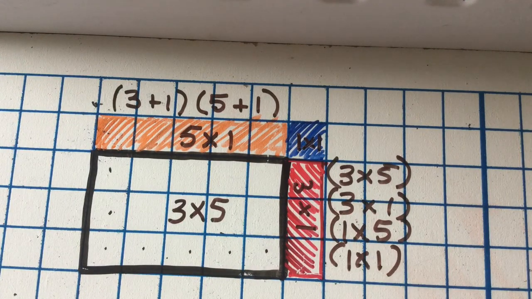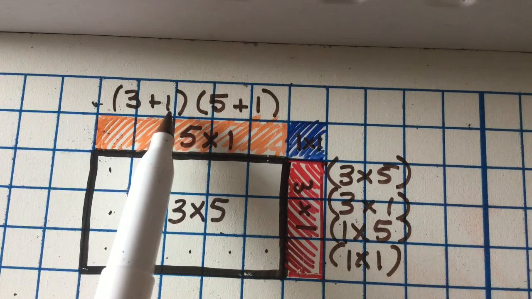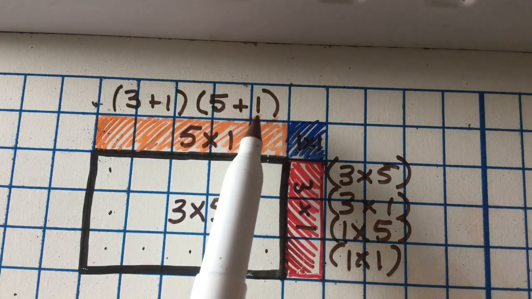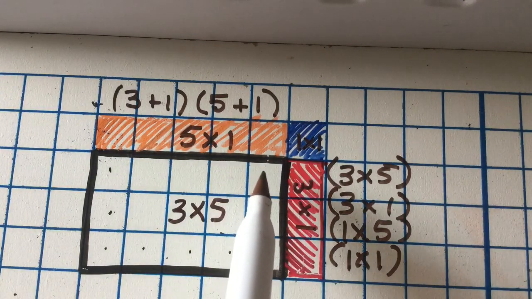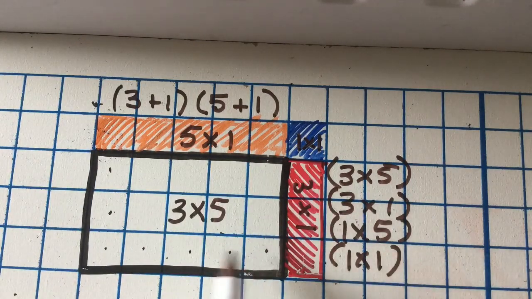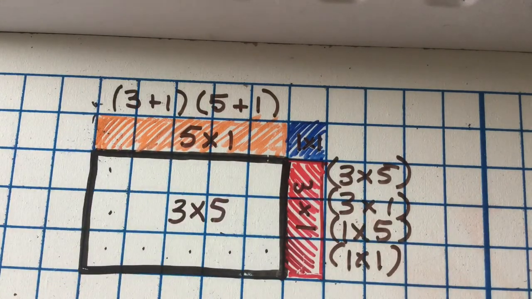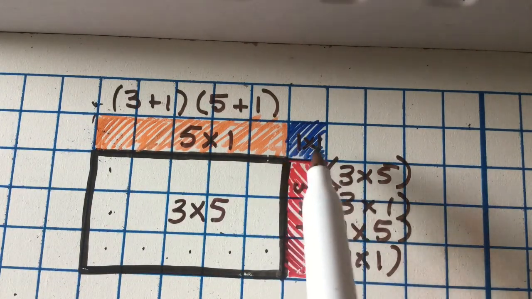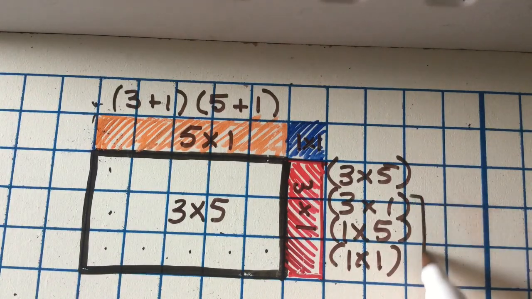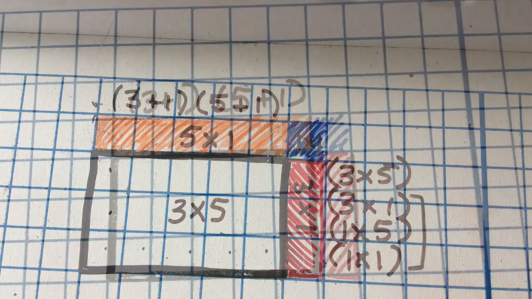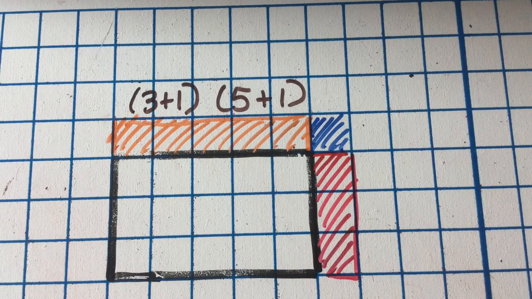So when I distributed my terms from my first set of parentheses to my second set of parentheses, I found my 3 by 5 rectangle, which is my original dimensions. Then I found 3 rectangles that I had to add on to it. I can see 1 by 5, 3 by 1, and 1 by 1. That's these terms here.